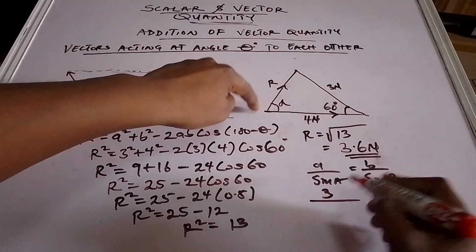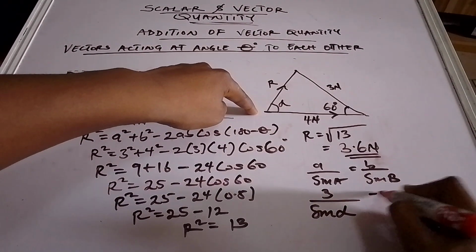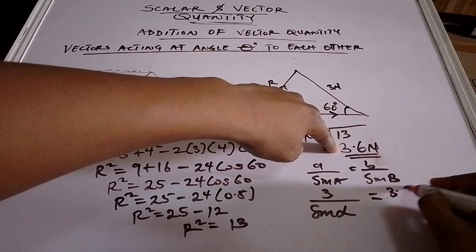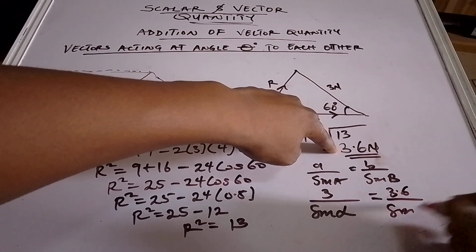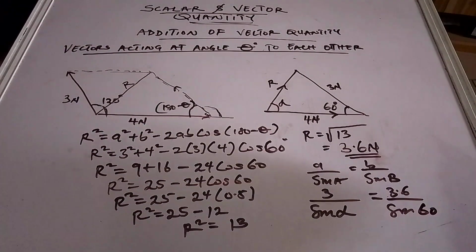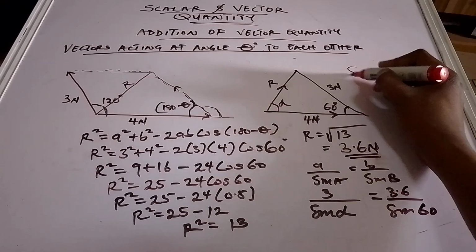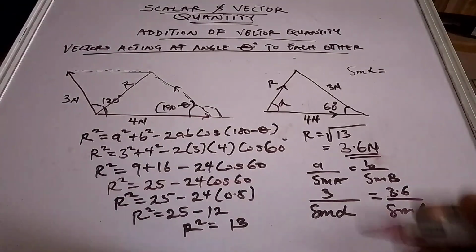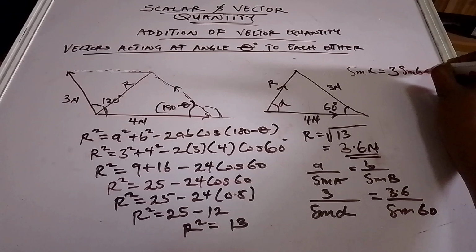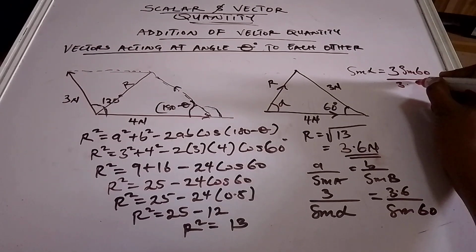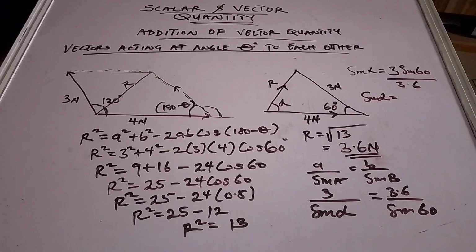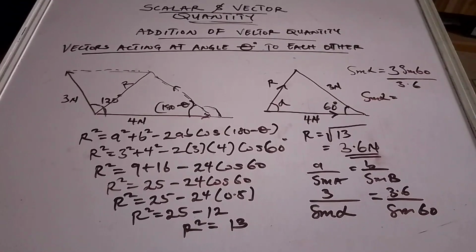And what is sine? That is sine of alpha equals to our B. Our B is R. And we have gotten our R to be 3.6 over sine B. And B is 60 now. So let's find our alpha from here. We can just say sine alpha. If I cross multiply, then sine alpha is going to be 3 sine 60 divided by 3.6. So let's just press the calculator and get a straightforward answer.